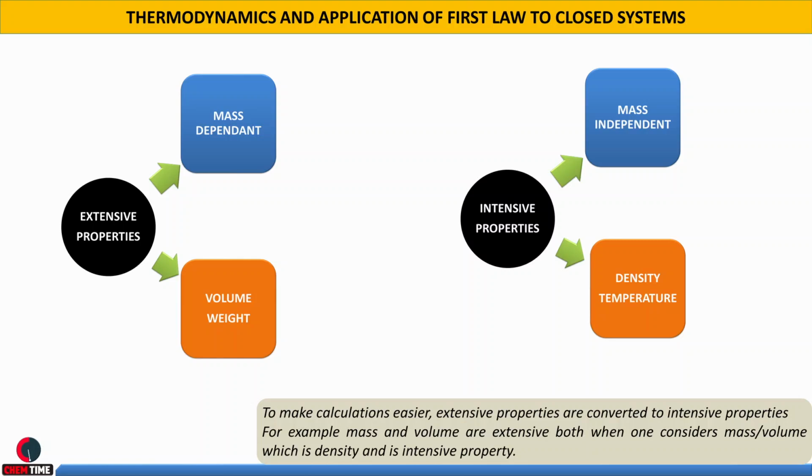Coming to the further subdivision of properties, there are two types of properties. One is extensive property, the other one is intensive property. Extensive properties depend on mass. For example, volume and weight are mass dependent and they are categorized under extensive properties. Intensive properties are mass independent, and density and temperature are intensive properties. For making the calculations easier, an extensive property can be expressed in terms of intensive properties. For example, both mass and volume are extensive properties, but when we consider mass by volume, it becomes an intensive property.